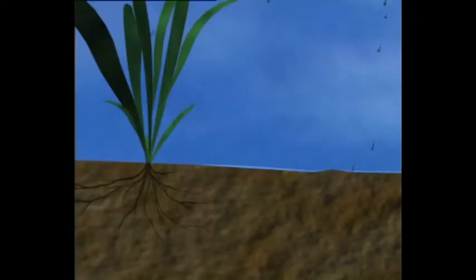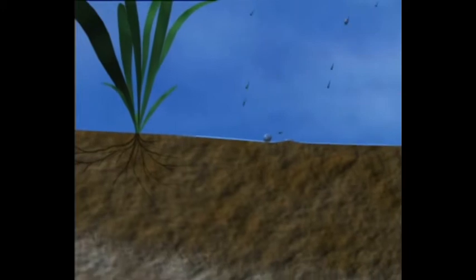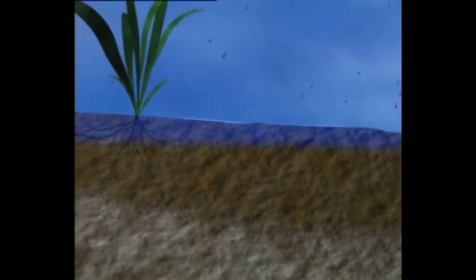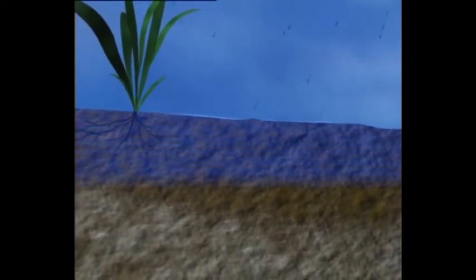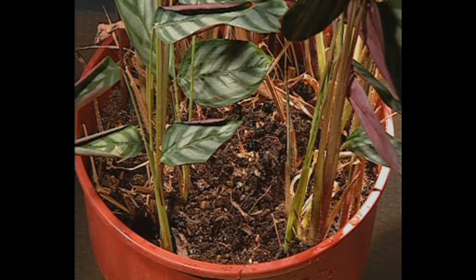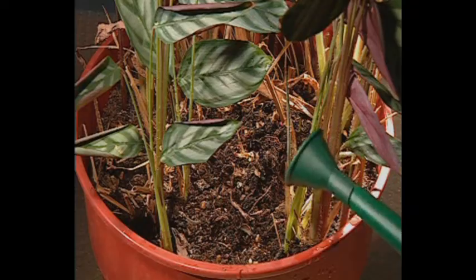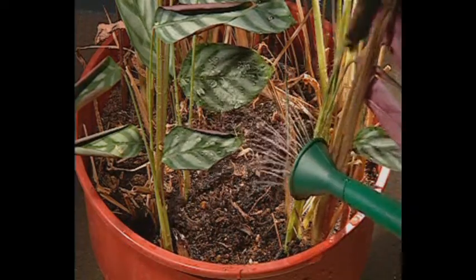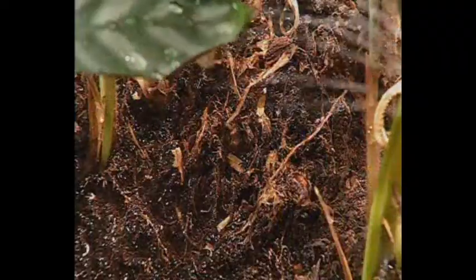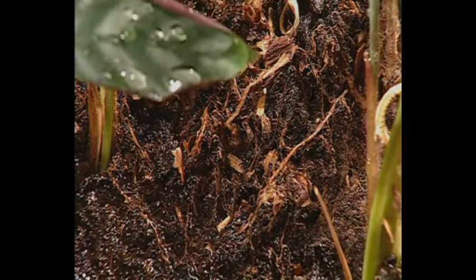and pass into the soil. If enough rain is falling, water will pass through the soil and reach the rock beneath. We are used to the idea that soil absorbs water. But what about rocks?